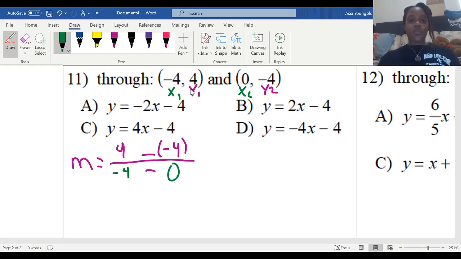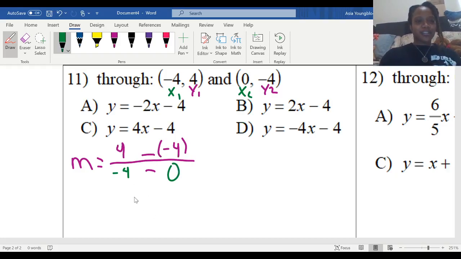If I start with y1, or the y value in my first point, then I need to start with x1 in the denominator, or the x value in my first point. So these two numbers that are matching vertically should come from the same point. So we see we have negative 4, 4, and 0, negative 4. To get these values, you can type them in your calculator, or you can do them in your head.